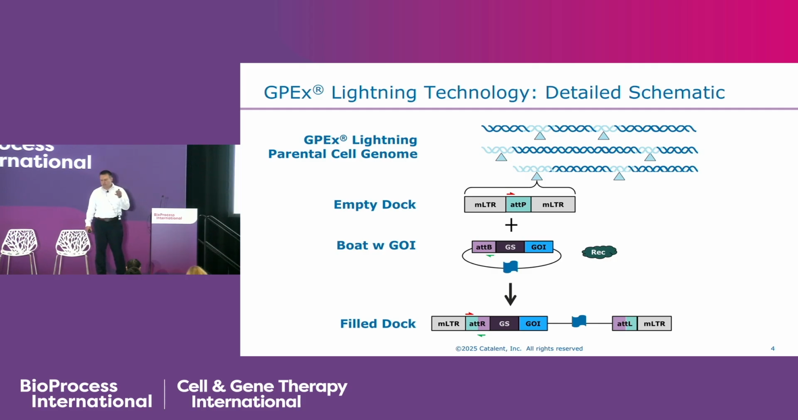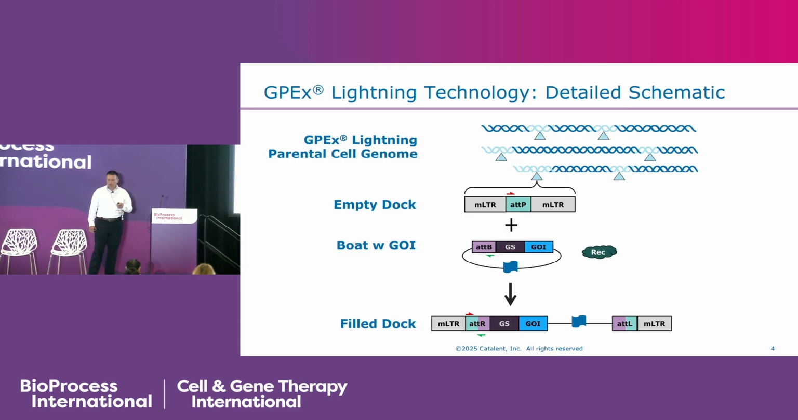As I mentioned, the parental cell line has all these dock sites, and in that dock site is a recognition sequence for the phiC31 recombinase. There's a recognition sequence on our plasmid of interest too that has the selectable marker and the gene of interest. So the recombinase mediates the insertion of the entire plasmid into the dock sites of the genome. And this is done very quickly in a transfection. It's a really quick reaction.